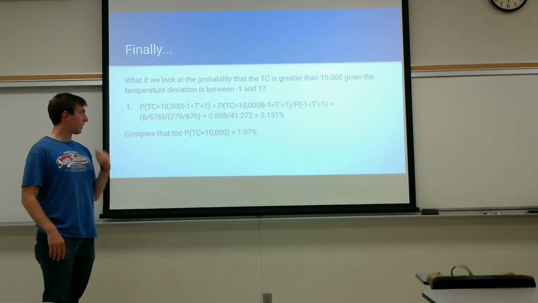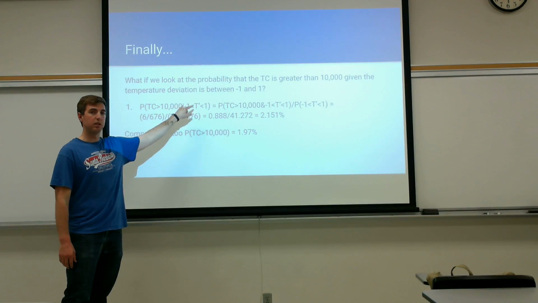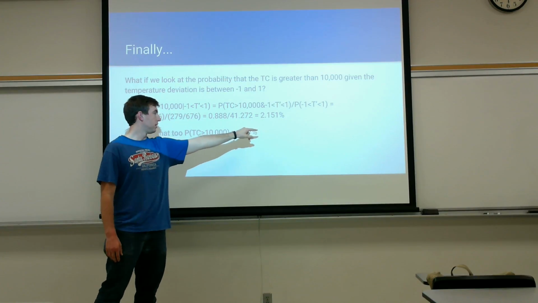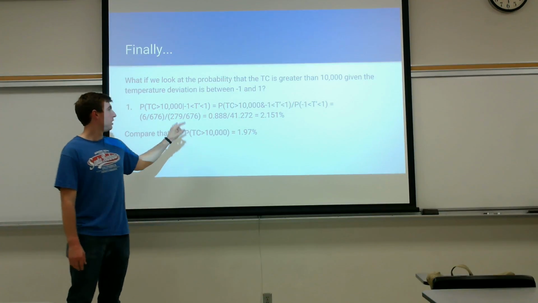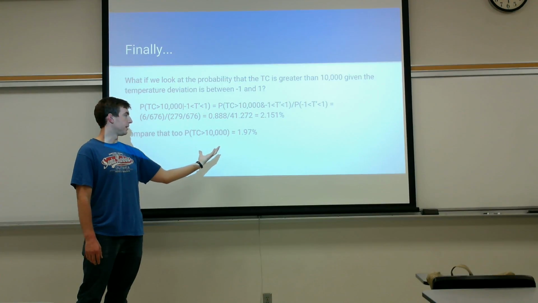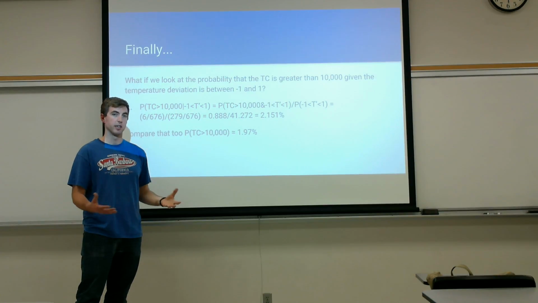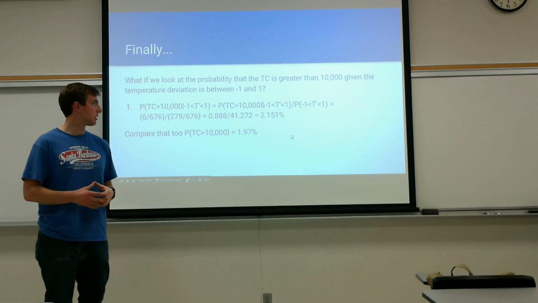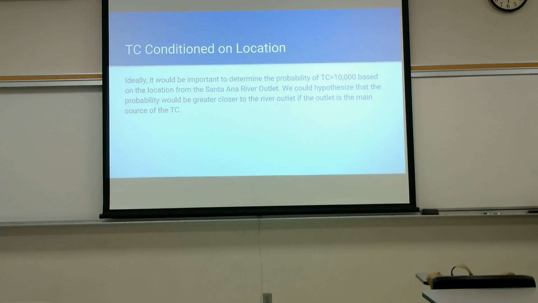And then there's one more thing that is kind of interesting. If we look at the temperature deviation between -1 and 1, we get 2%, and that is really close to our 1.97%, which shows that as the deviation is closer to the periodic temperature, you're going to get the same expected probability of the TC greater than 10,000. So it's kind of significant. And then next slide, we'll give it to David.